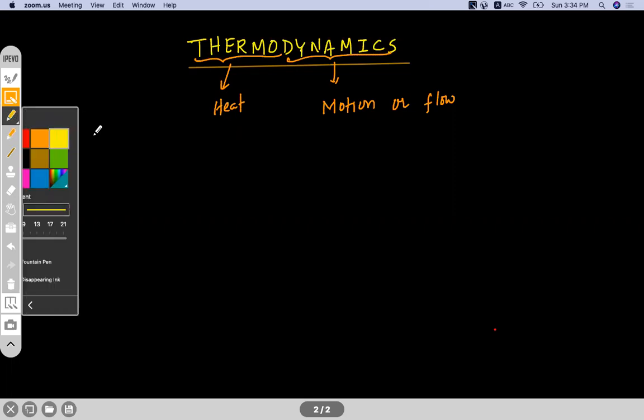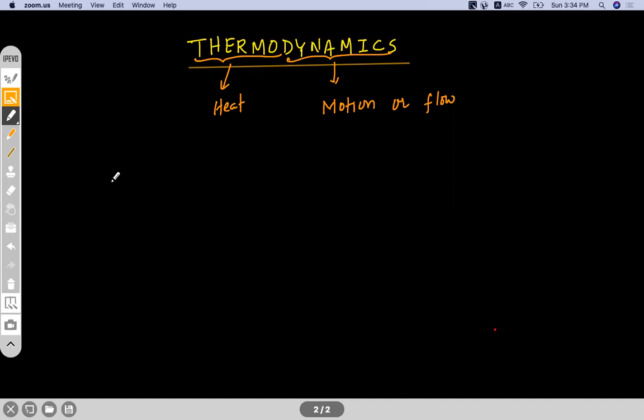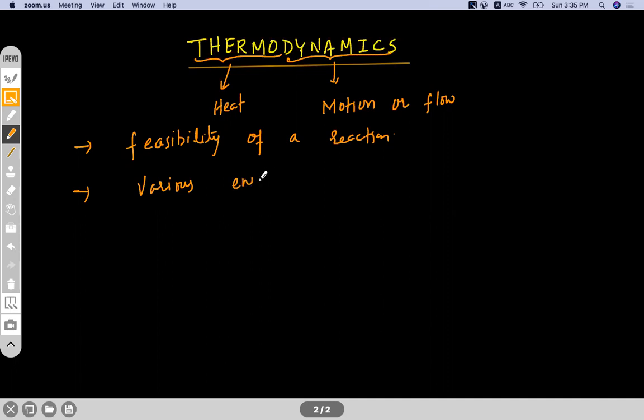So in this chapter, we are going to understand the energy of a system, meaning all kinds of energy we'll see. Enthalpy, heat, work, all these terms we are going to understand. And we also understand here the feasibility of a reaction, right? We are also going to understand, like I said, various energy terms, and we also discuss the various processes. All these things we are going to discuss in this chapter.